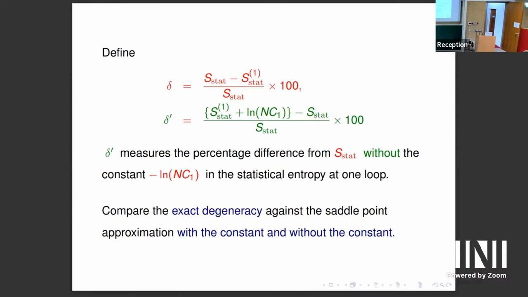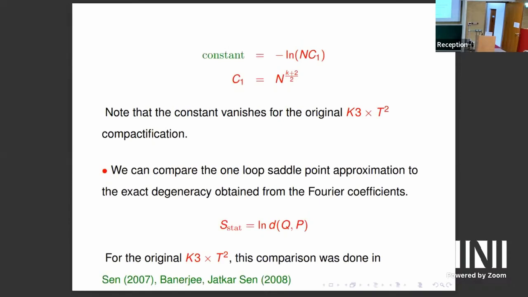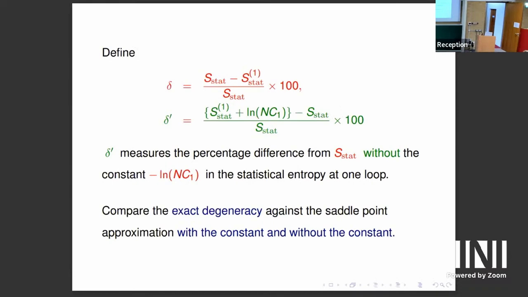We take the expressions with the constant and look at the exact degeneracy minus the one with the constant, and divide by the exact degeneracy, times 100%. So this is the percentage error when we compare the exact degeneracies with the saddle point approximation. In principle, one is with the constant and one is without the constant, and we see how close we get to the exact degeneracy.